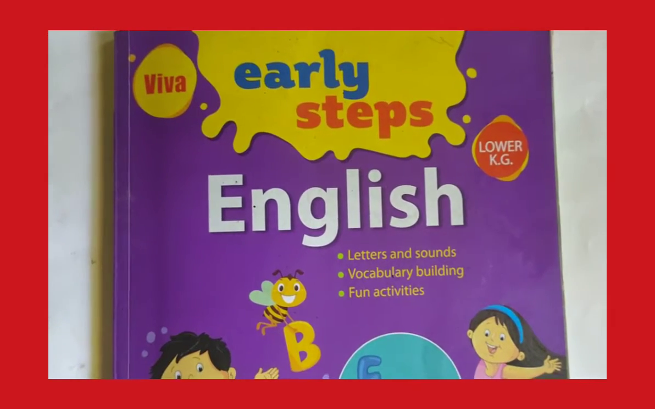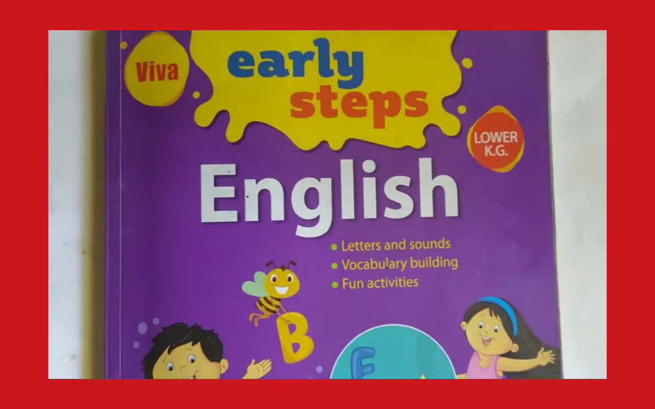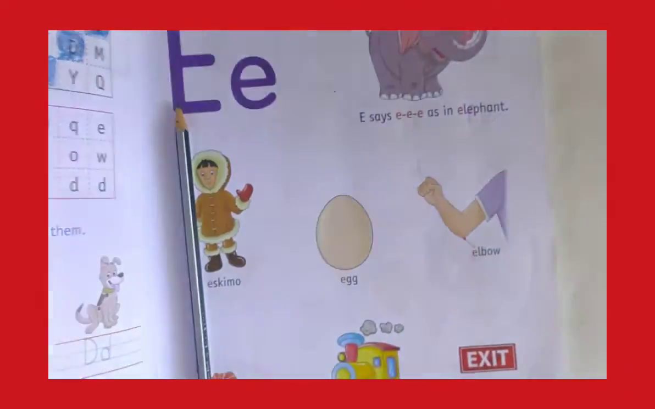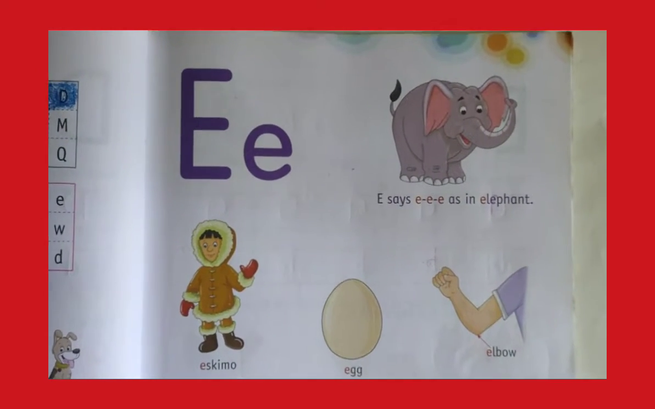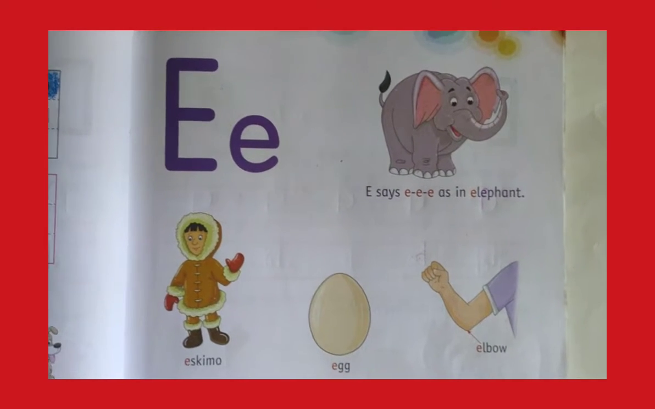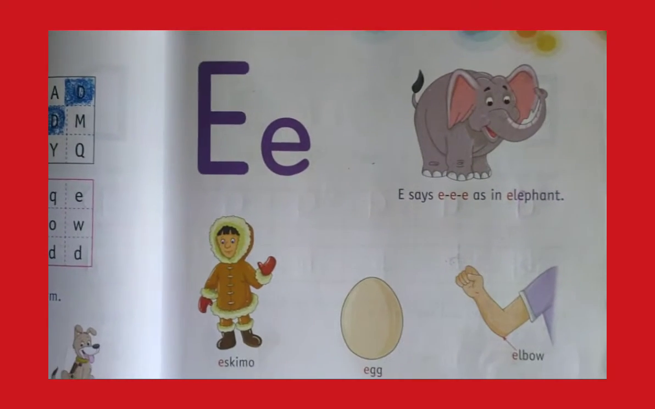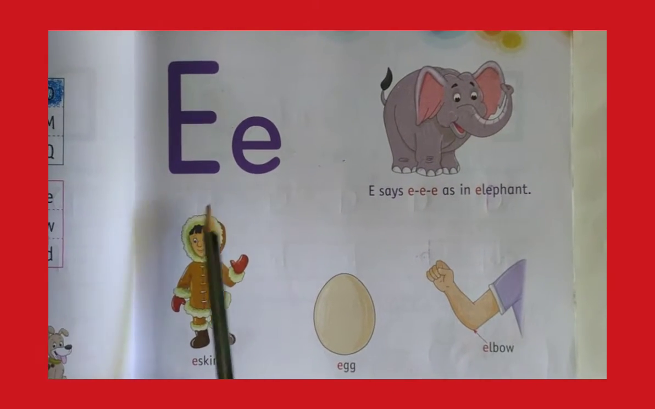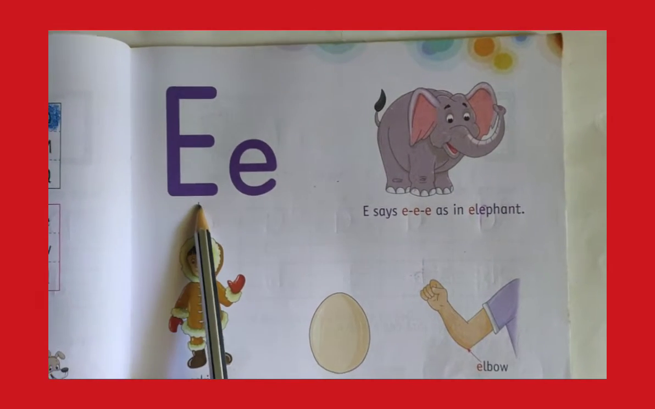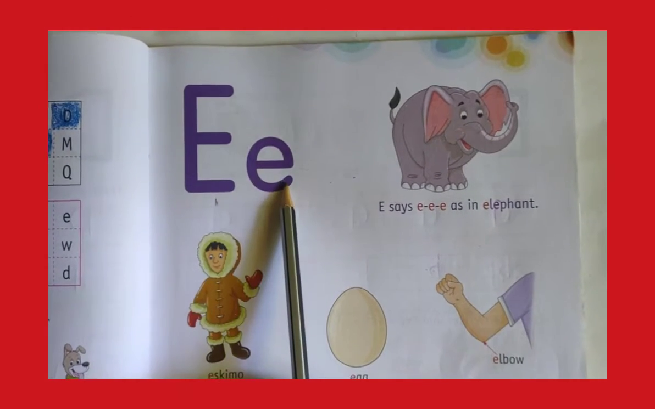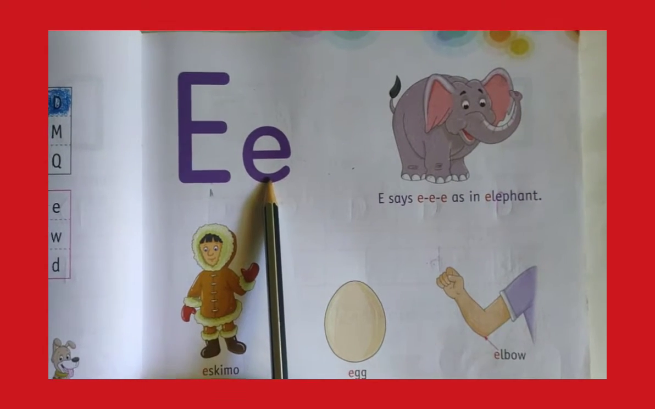So, children, take out your English book and page number 13. In our last class, we have already learned about the letter D. Okay? So, today we are going to learn a new lesson. The name of this lesson is E. What is the letter? E. Capital E and small e.